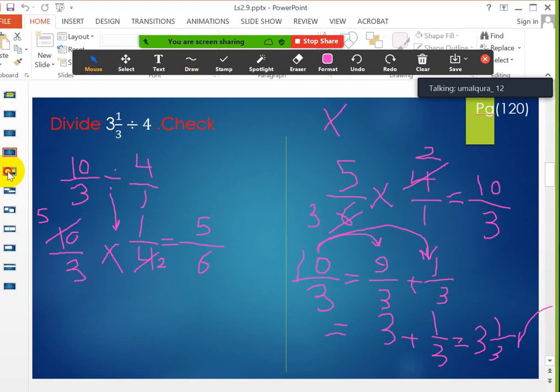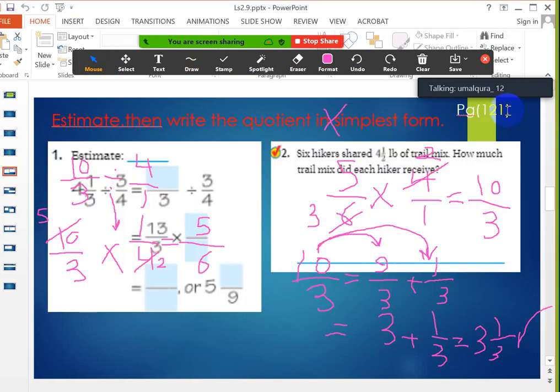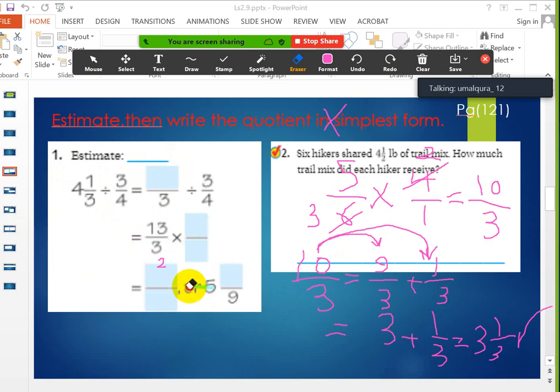Now let's continue and solve the first exercise on page 121. I will erase only this side and I will leave this side for you if you didn't finish. The first exercise on page 121 says you have to estimate the answer, then find the division. First thing, I will estimate the answer for you.